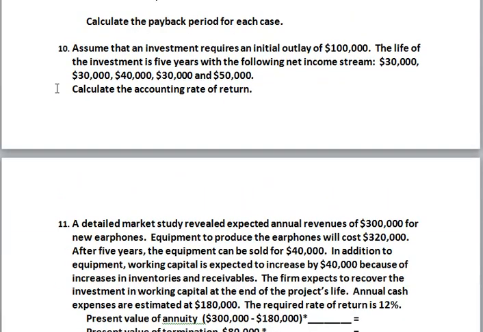Question 10 says assume that the investment requires an initial outlay of $100,000. The life of the investment is 5 years with the following net income stream. It says to calculate the accounting rate of return. Remember, you're going to take your average annual net income and divide it by the initial investment.